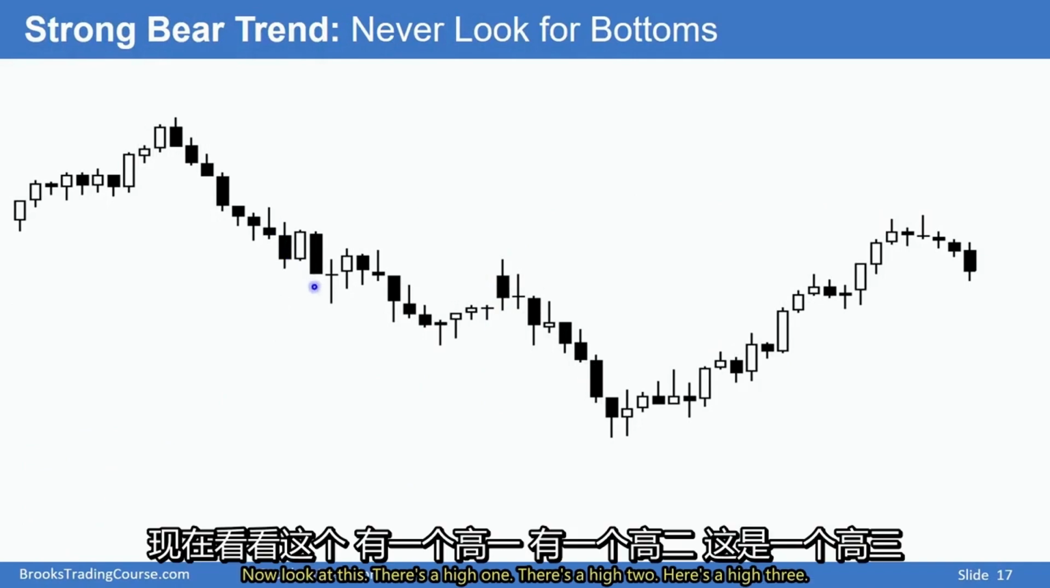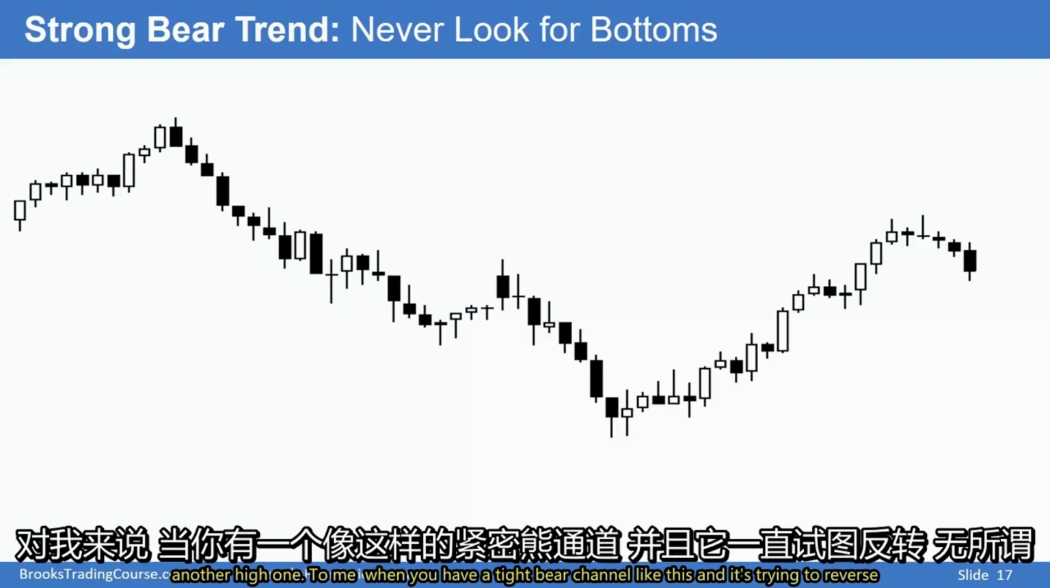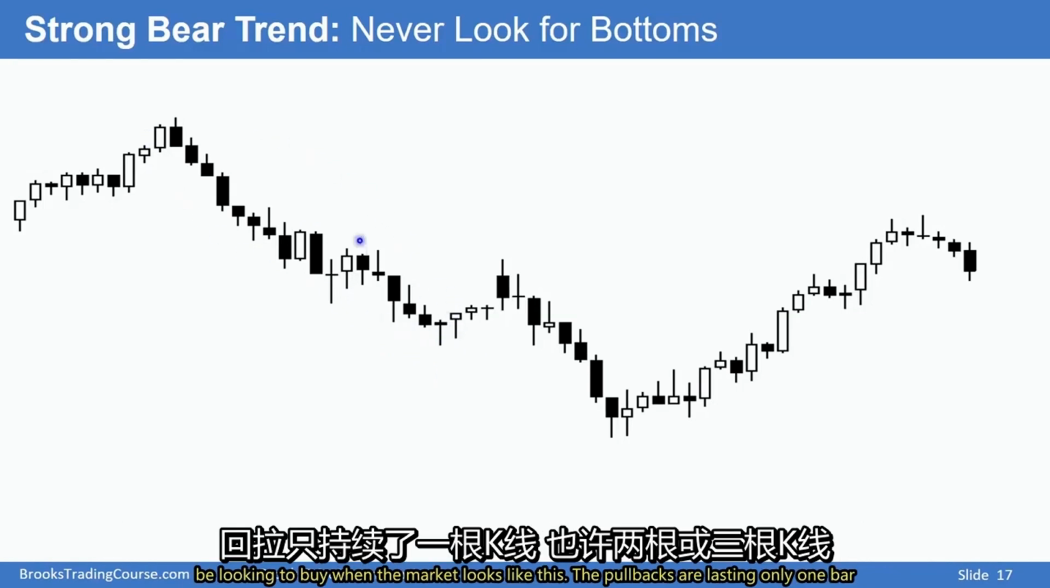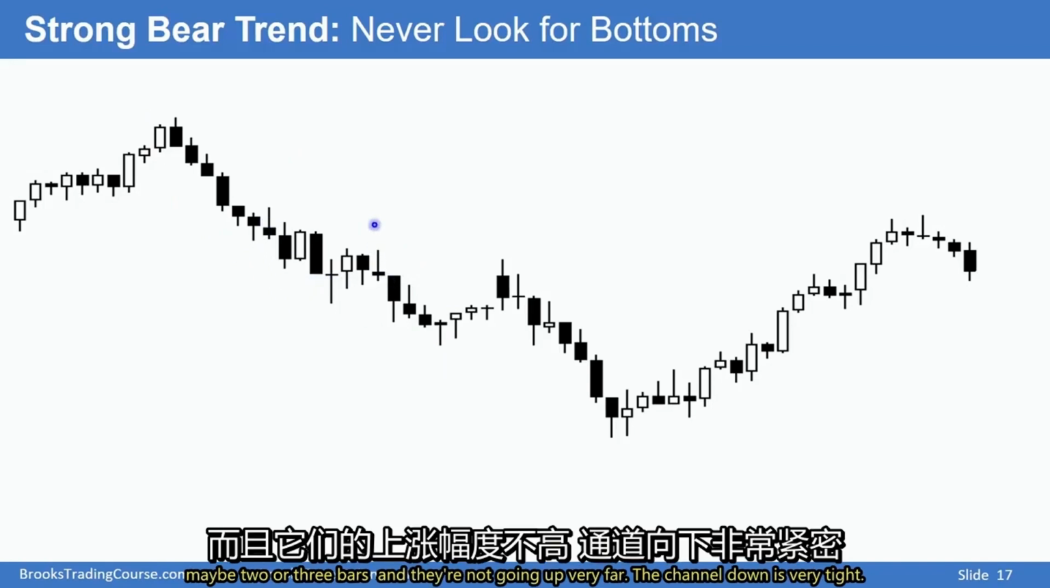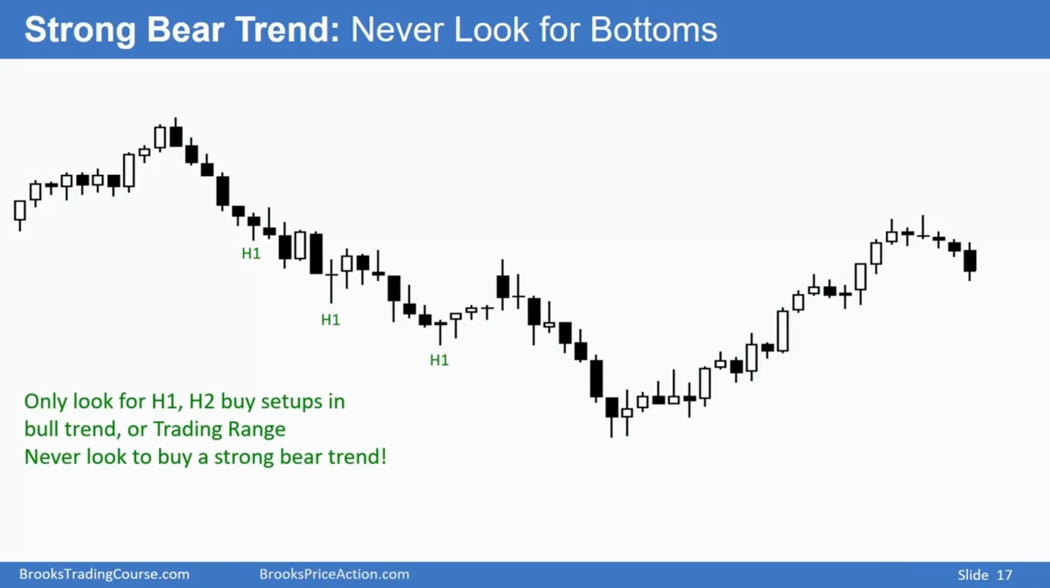Now look at this. There's a high 1. There's a high 2. Here's a high 3. If you want, you can say it's a high 1, breakout, and then another high 1, and breakout, another high 1. To me, when you have a tight bear channel like this, and it's trying to reverse repeatedly, it doesn't matter. Those reversals are going to be bear flags. You don't want to be looking to buy when the market looks like this. The pullbacks are lasting only 1 bar, maybe 2 or 3 bars, and they're not going up very far. The channel down is very tight. So in a bear trend, you should not be looking for high 1 or high 2 or high 3 buy setups.